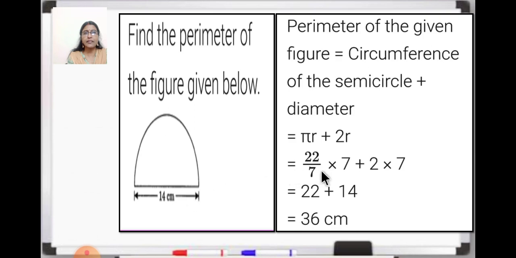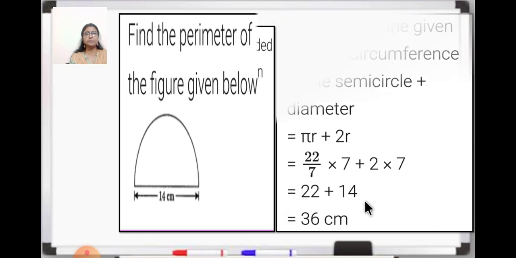Here the diameter is given as 14. Radius is not given, here directly the diameter is given. So we can directly write 14, and in place of pi we'll write 22 upon 7 into radius, because half of 14 is 7. So you will write 7 here, radius is 7, 7 will be cut, 22 plus 14, answer is 36 centimeter. So the perimeter of this figure is 36 centimeter.